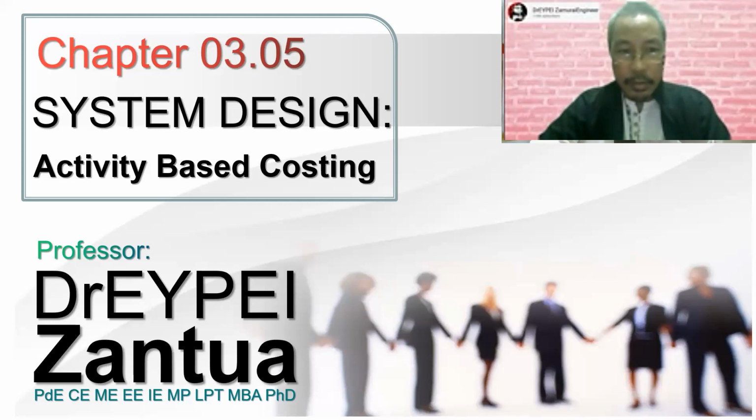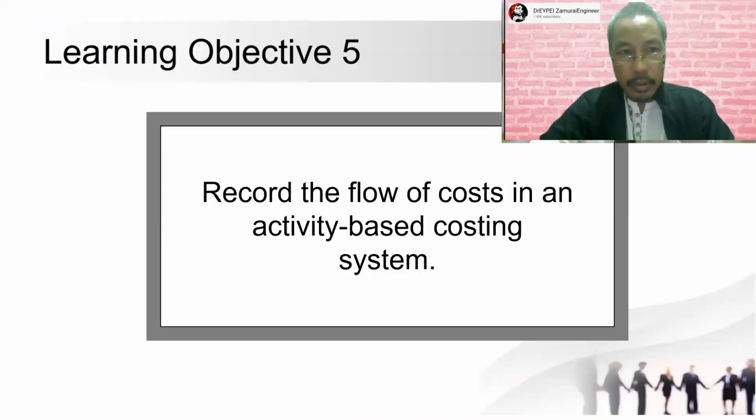In this video, let us continue discussion about system design, activity-based costing. So we are currently on module 3.05. Let us proceed. In this module, we have learning goal to record the flow of cost in an activity-based costing. How can we do that? So let us take a look on that activity in this module.